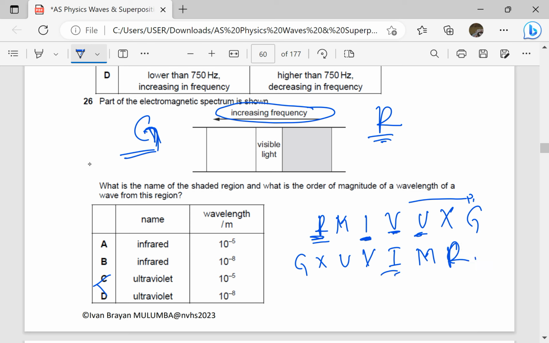So that is infrared, so we ignore C and D. Then, if it is infrared, it is just after red. So the frequency, this one is smaller, yet is supposed to be larger since it has a longer wavelength. So the answer is going to be A.